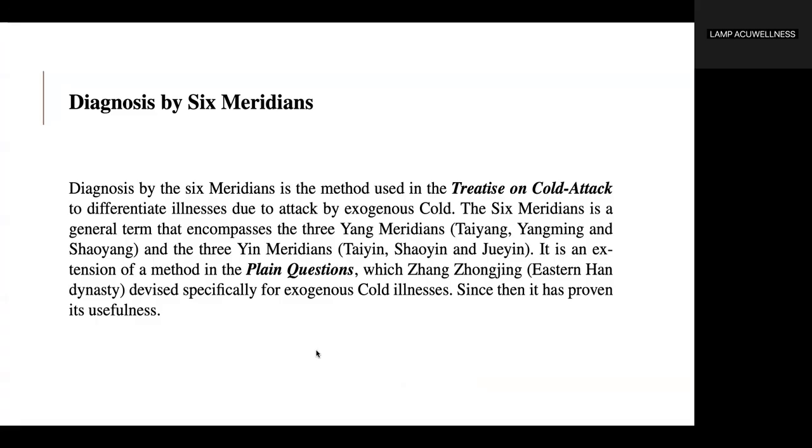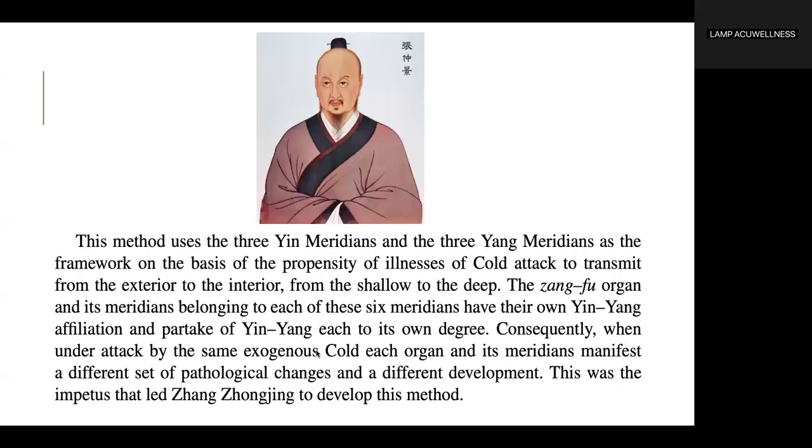attack by exogenous cold. The 6 meridians is a general term that encompasses the 3 yang meridians, Tai Yang, Yang Ming, and Shao Yang, and the 3 yin meridians, Tai Yin, Shao Yin, and Jue Yin. It is an extension of a method in the Plain Questions which Zhang Zhongqing of the Eastern Han Dynasty devised specifically for exogenous cold illnesses. Since then, it has proven its usefulness.